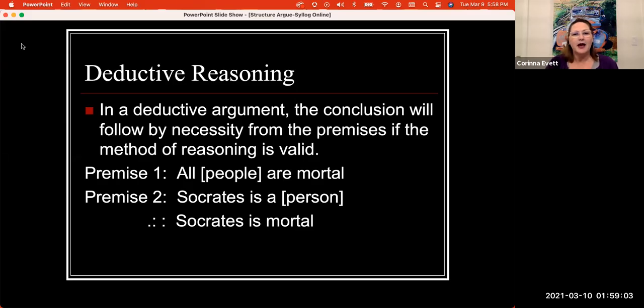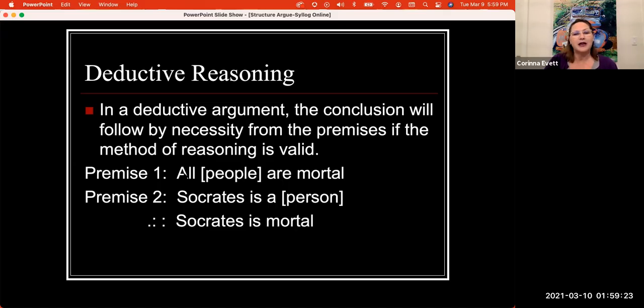So I've changed this because this is a famous quotation, but it used to say man, and I like to be a little bit more inclusive. So all people are mortal. Socrates is a person, therefore Socrates is mortal, even if some of us might think he's immortal, right?